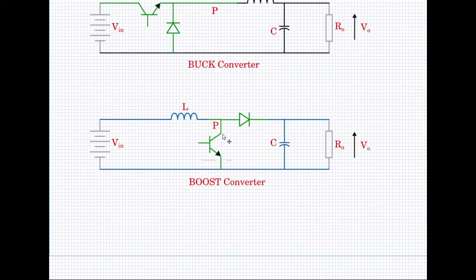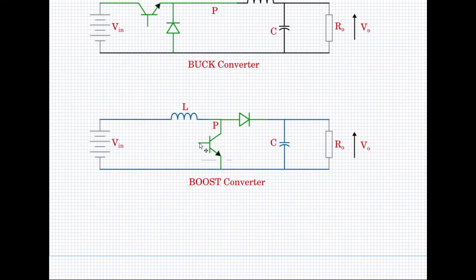The BJT is connected like this. The pole end is the collector, and then you have the base drive here and the emitter connected to the ground, and at the pole end is the anode of the diode, and the cathode is connected to the output. The operation is pretty simple. When the base drive is given to this BJT, this transistor is on, and you have the current flowing in this path, and this charges up the inductor.